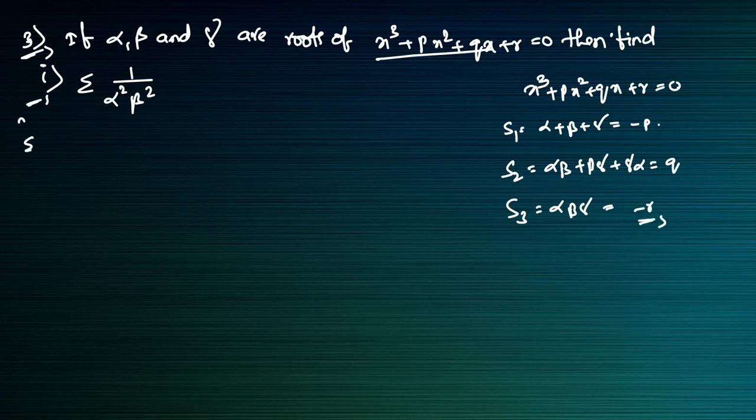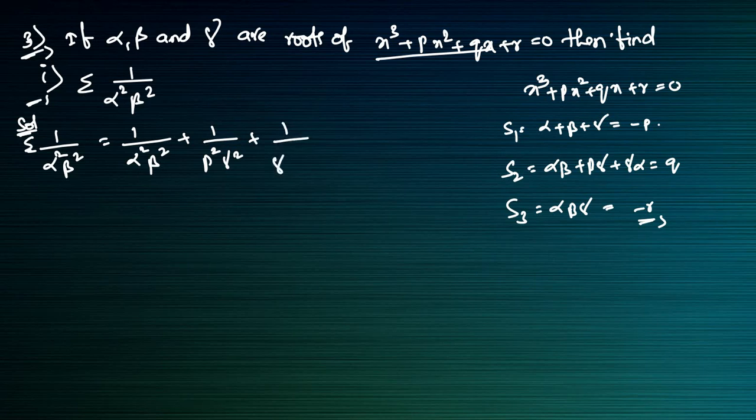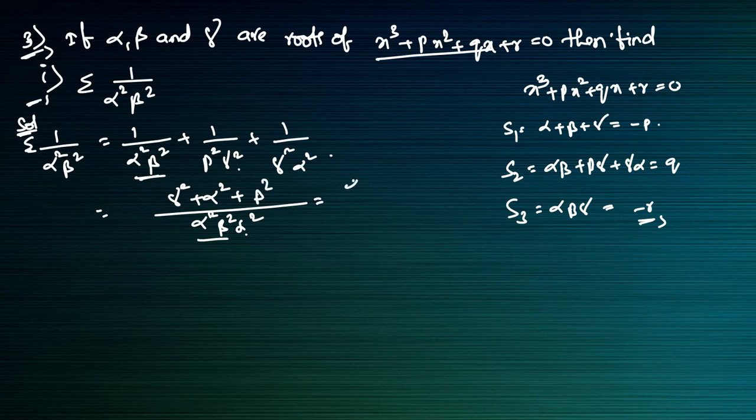Now the given question's solution is here. The given question is the summation of 1 by alpha square, so 1 by alpha square plus 1 by beta square plus 1 by gamma square, we can write it as 1 by alpha square beta square plus 1 by beta square gamma square plus 1 by gamma square alpha square will come here. So from this the LCM is alpha square beta square gamma square. Here alpha square beta square is there, so gamma square will come here, plus here beta square gamma square means alpha square will come, plus gamma square alpha square means beta square will come. So it will become alpha square plus beta square plus gamma square divided by alpha beta gamma whole square we can write.